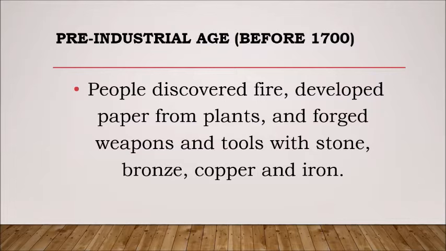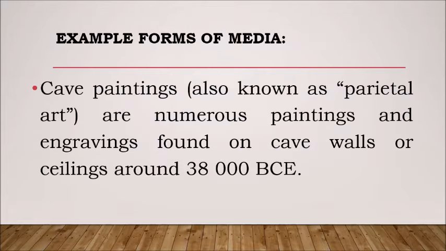The pre-industrial age was dated before the 1700s. In this particular period, people mostly relied on nature. People discovered fire, developed paper from plants, and forged weapons and tools with stone, bronze, copper, and iron. So they used tools in their surroundings in order to communicate. In this period, the usage of smoke, fire, and horn was one of their ways to communicate. One best example of forms of media during the pre-industrial age is the cave paintings.